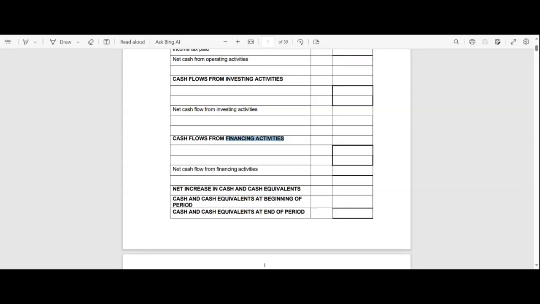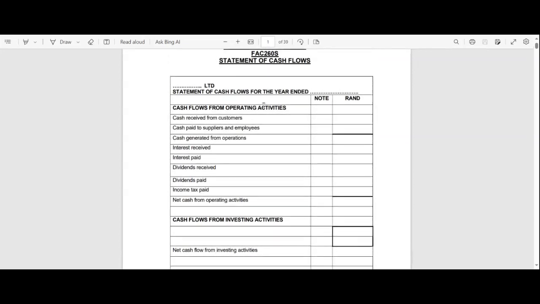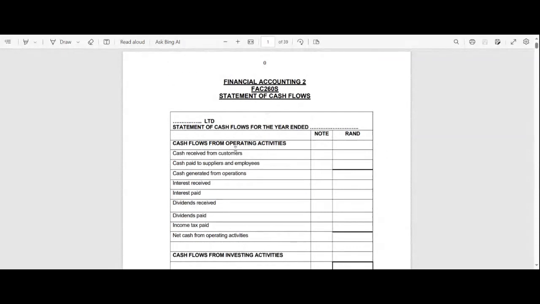Sometimes if you haven't drawn up the notes yet, you might have to refer back to some of your ledger accounts. But if you've drawn up the notes as well, then all the information should be in your financial statements. Okay, so that is the face of our statement of cash flows, ladies and gentlemen. That is the format. We're going to stick to this format. We've looked at what they mean. Operating activities is your normal activities, your day to day trading activities.